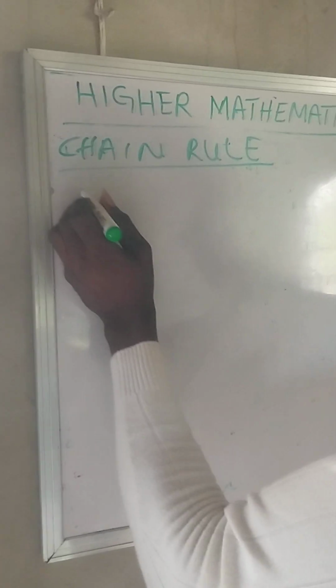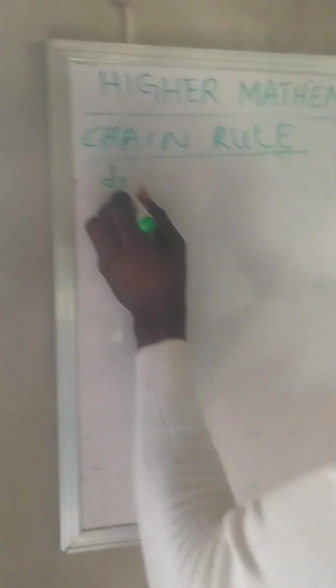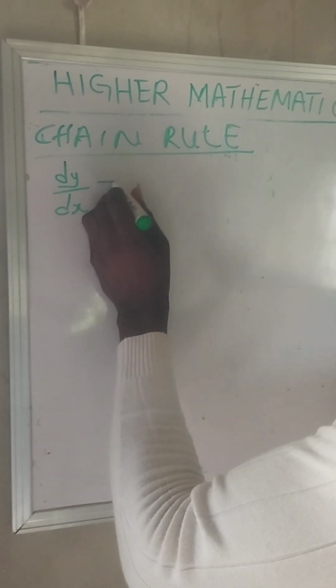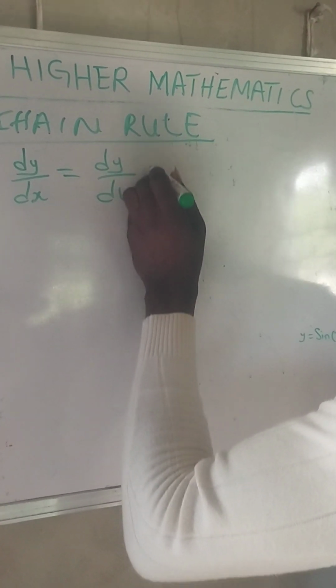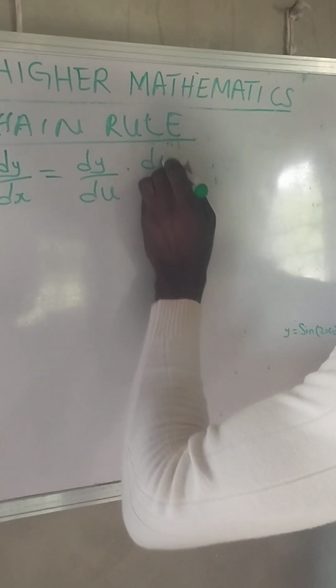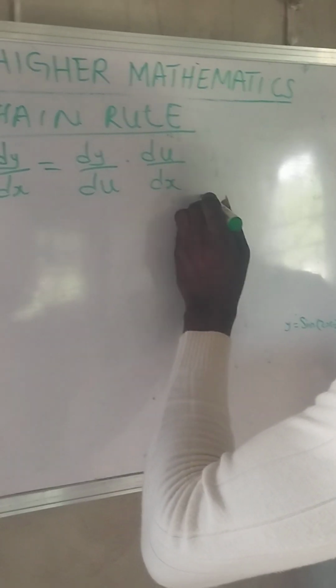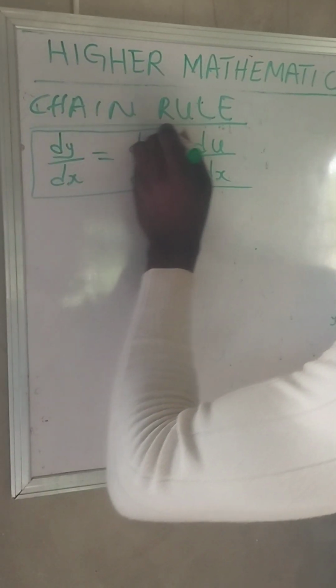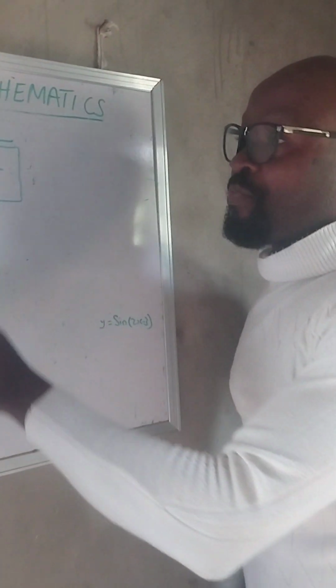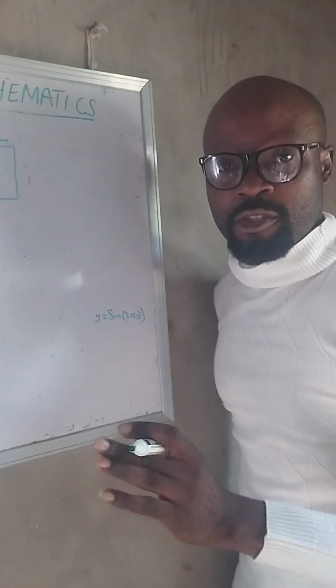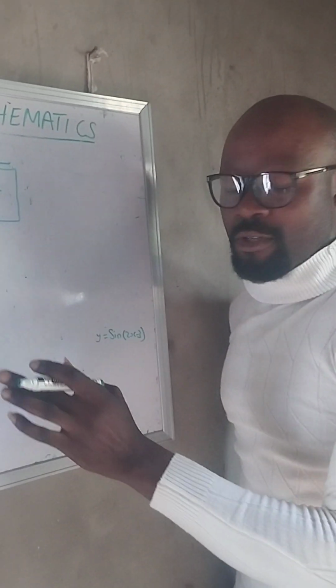When you have a chain rule, you are going to apply the formula dy over dx equal to dy over du times du over dx. This is a standard acceptable professional formula for calculating a function of a function in differential calculus.